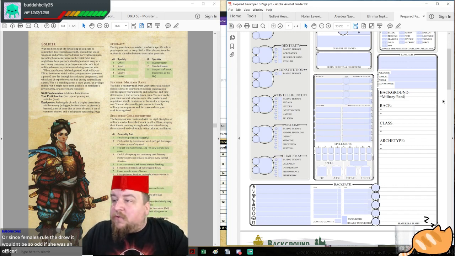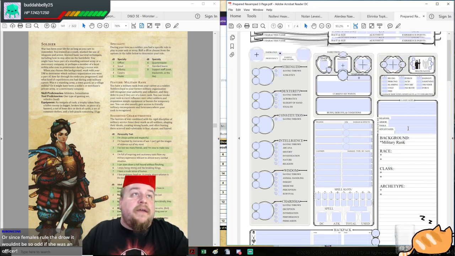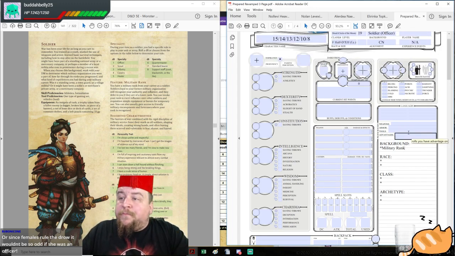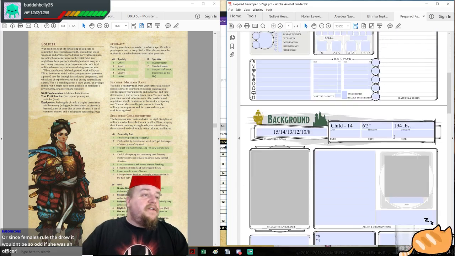Or since females rule the Drow, it wouldn't be so odd if she was an officer. By default, she would be in a higher position. That is true, Bubonic. Very good consideration.